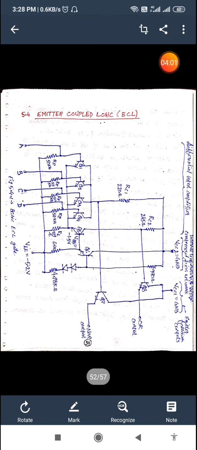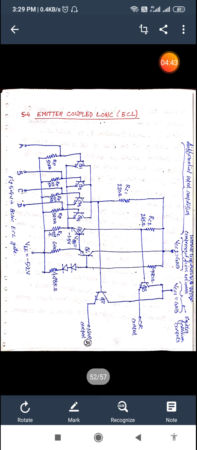First of all, due to negative supplies, it works on negative logic, quite different from other logic families studied yet. So we will discuss the working in two cases. Case 1: if any input in the ECL gate is high, then the corresponding transistor is turned on, because this is the NPN transistor. As we are using the differential amplifier, the resulting Q5 transistor is turned off.